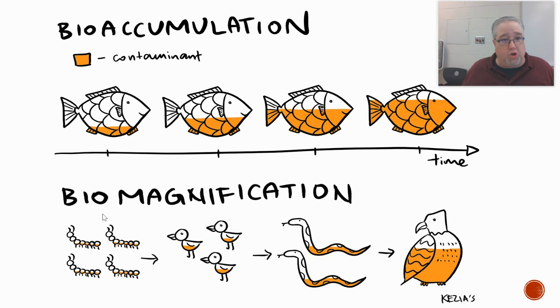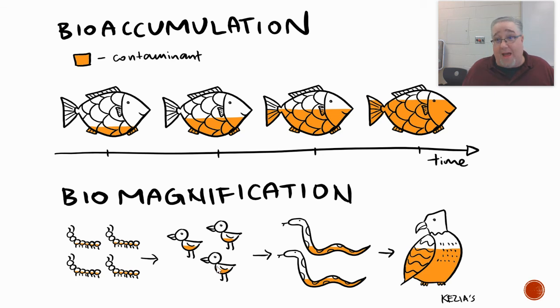These organisms on the lower end of the food chain, there's more of those organisms than there are organisms at the top of the chain. So let's say we have, for example, these four little insects, and maybe each one of them has a little bit of, let's say, mercury in their body. Well, the next level is these birds. There's only three of them though. So if those three birds eat all four of these insects, then all of that mercury that was in those four insects is now in the bodies of these three birds.